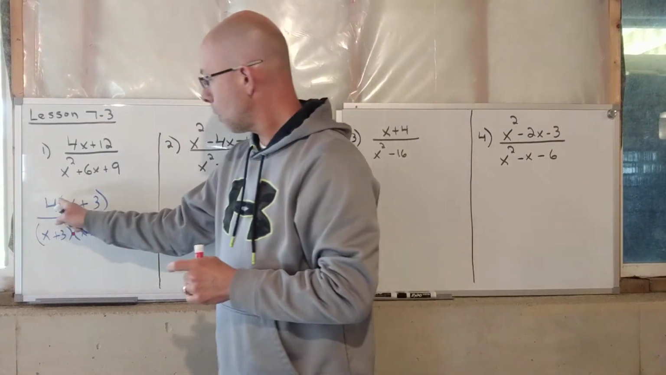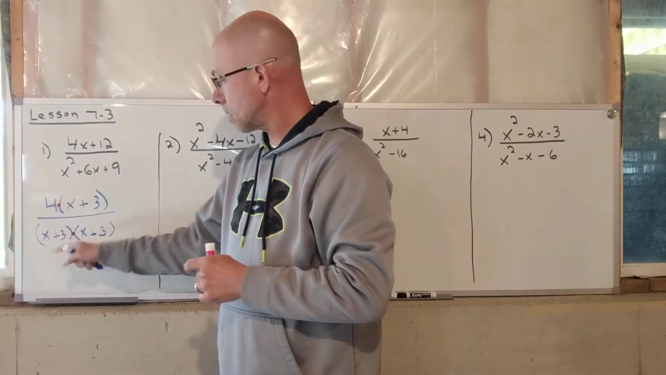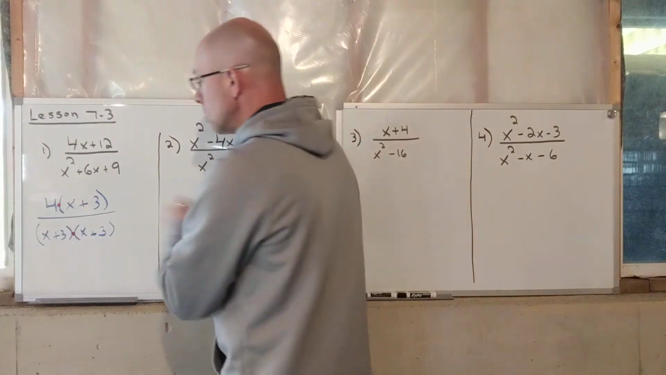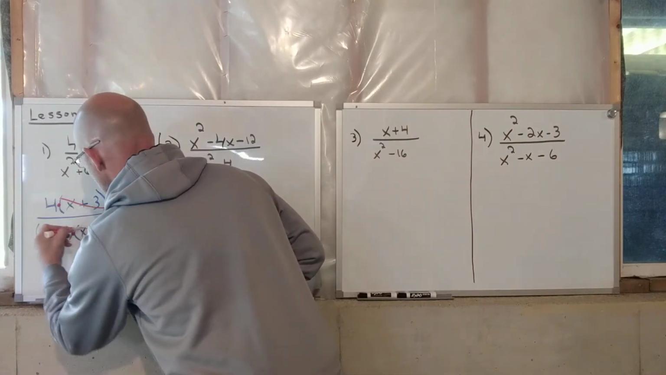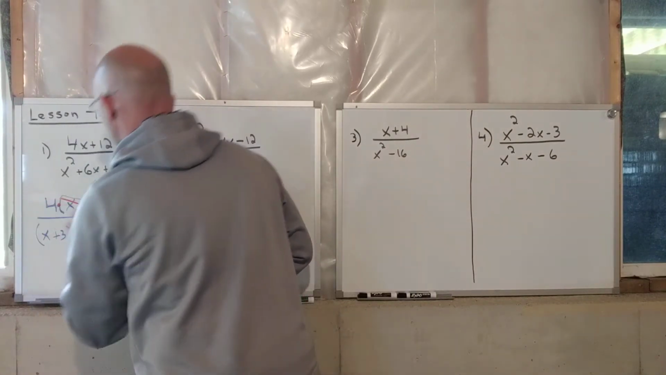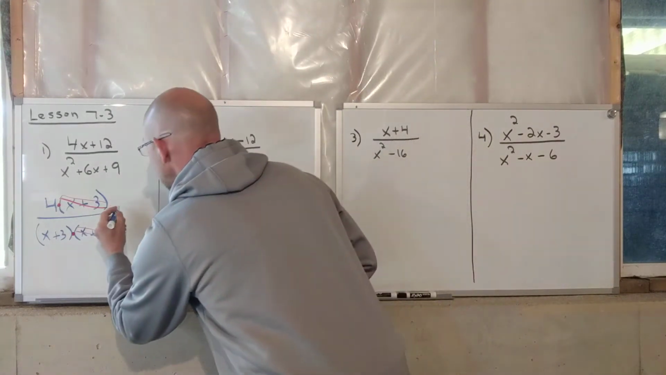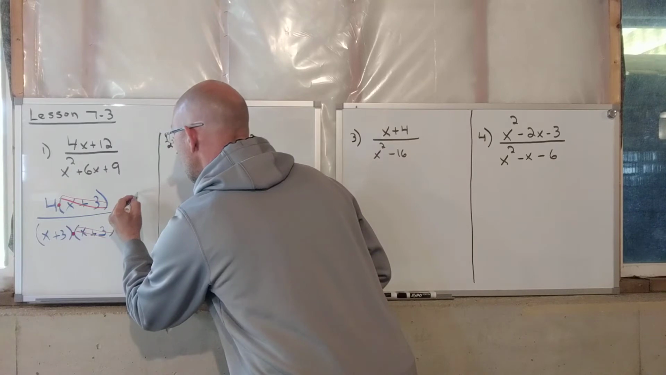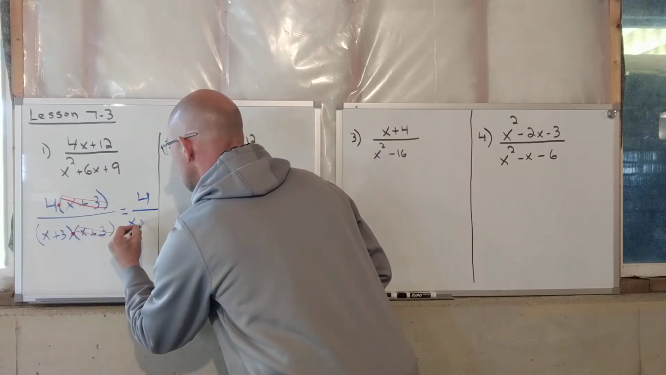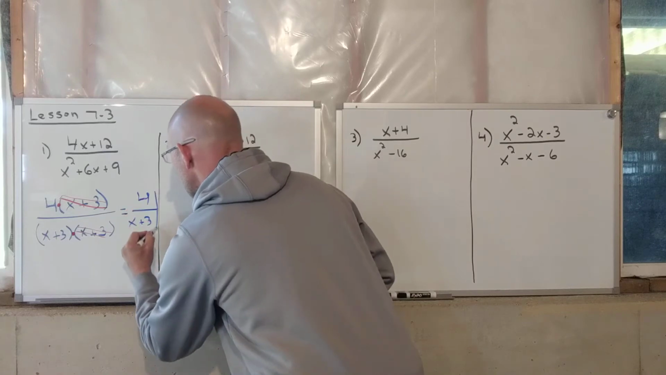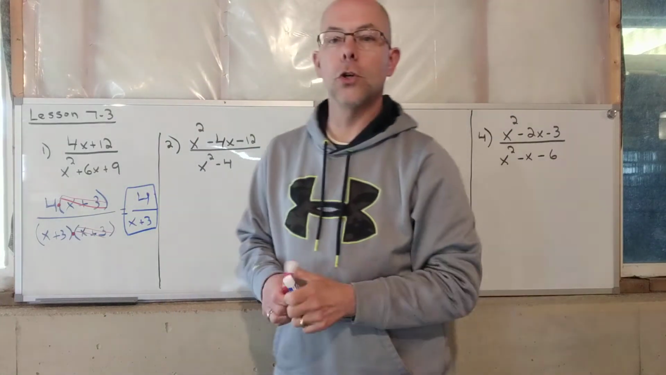Meaning, this x plus 3 group can reduce with one of these because they're separated by multiplication. So, for example, this can reduce this. And we'd be left with 4 over x plus 3. And that's as far as you can reduce it.